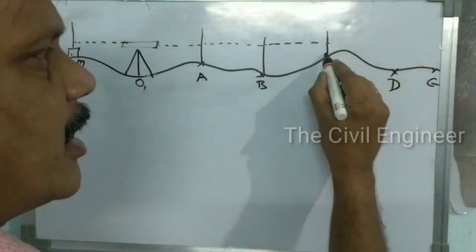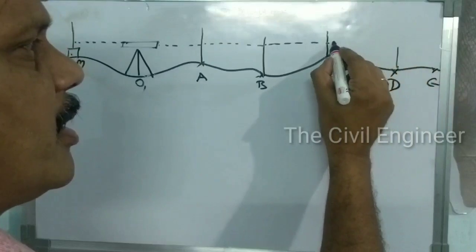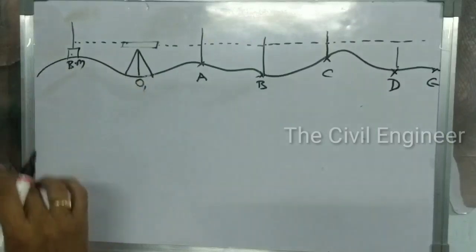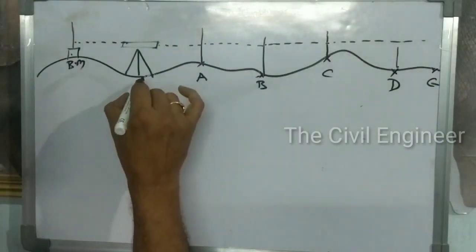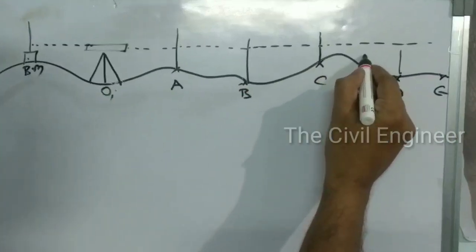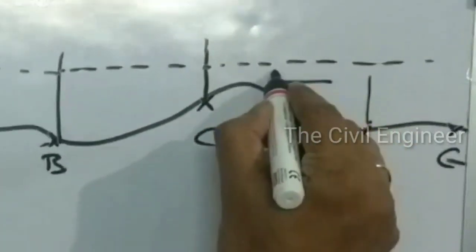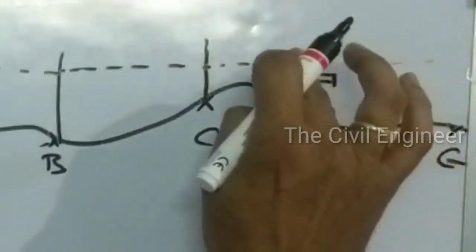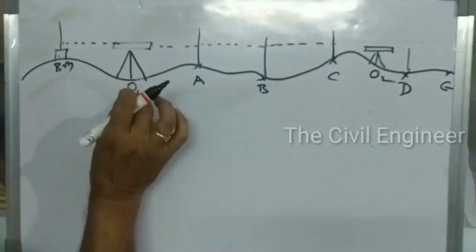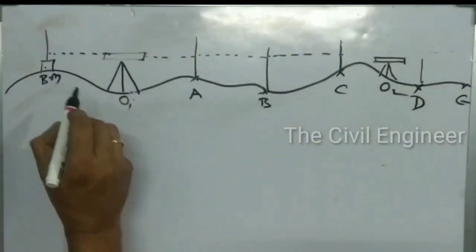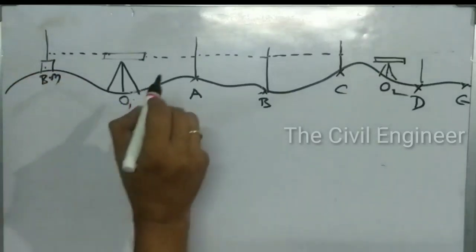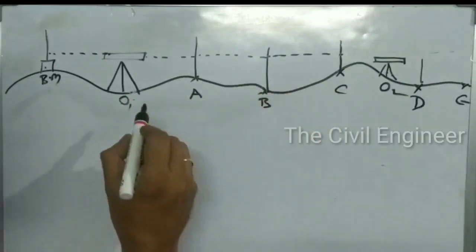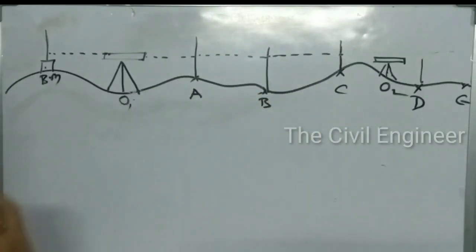Suppose if you hold the staff at D, it may or may not be visible from the station O1. Then it is necessary to shift the instrument to another convenient point, that is O2. So now from the station point O1, we have taken staff readings at the benchmark, at A, at B and at C. So totally 4 staff readings were taken from the station point O1.